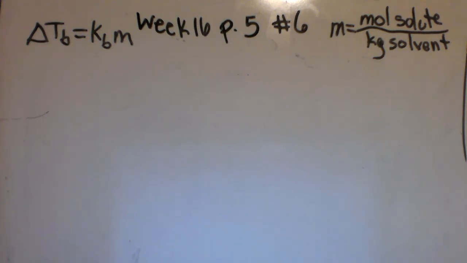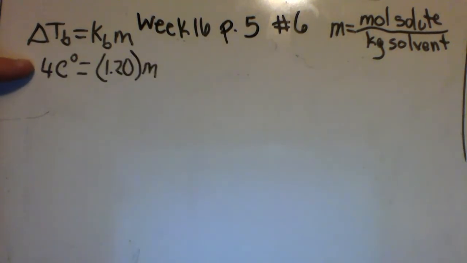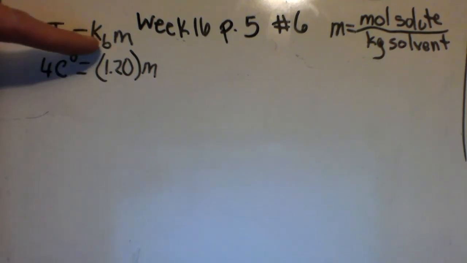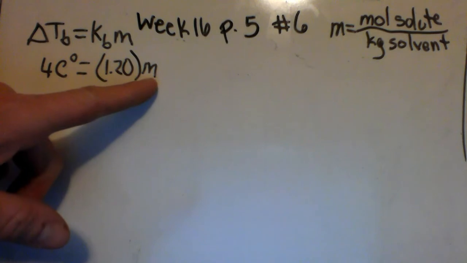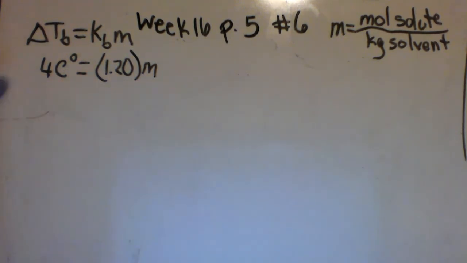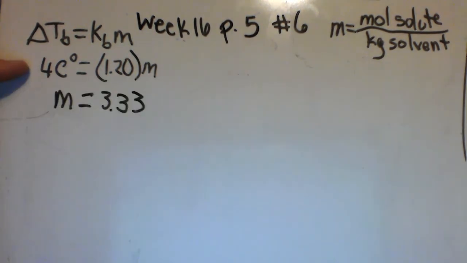So let's see what numbers we can replace in these two equations. In this boiling point elevation equation, we know what the change in boiling point was. The problem tells us it's 4 Celsius degrees. It also gave us the boiling point constant. That means there's only one variable here. We can easily solve this equation by dividing both sides by 1.2. When we divide 4 by 1.2, we get 3.33. So the molality of this solution is going to be 3.33.